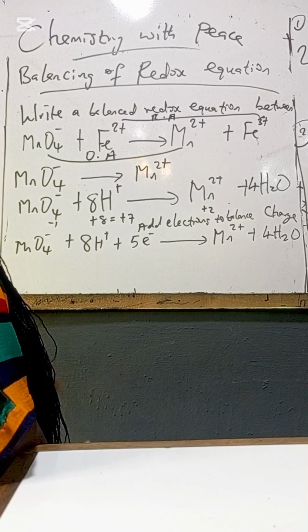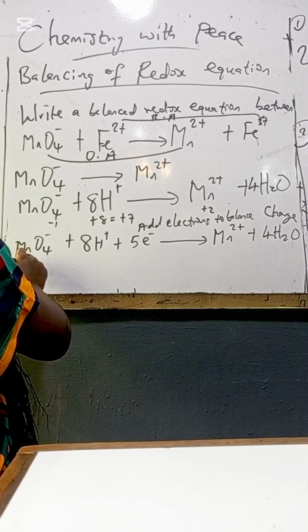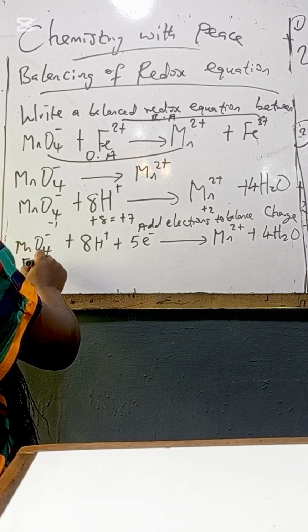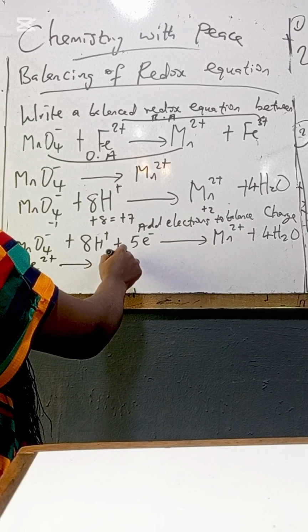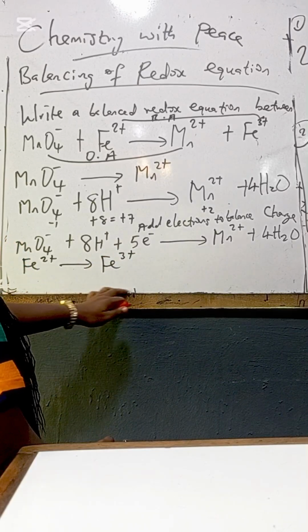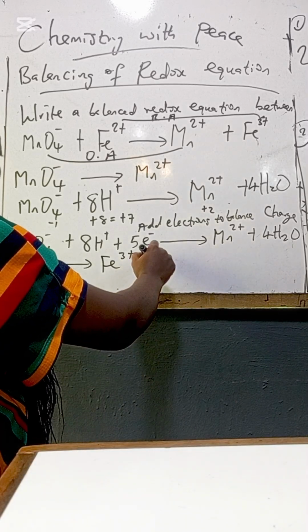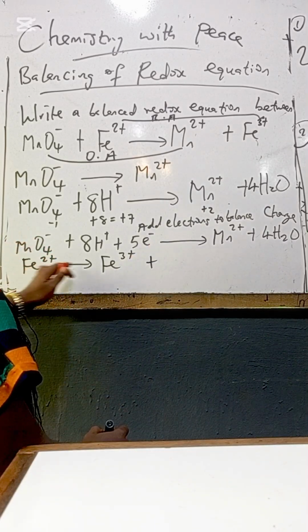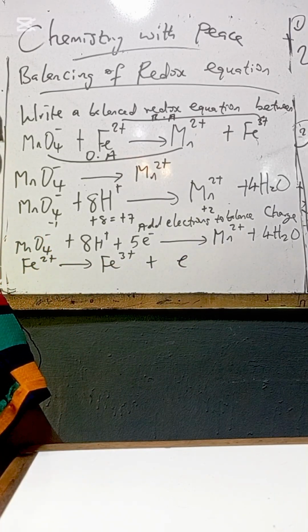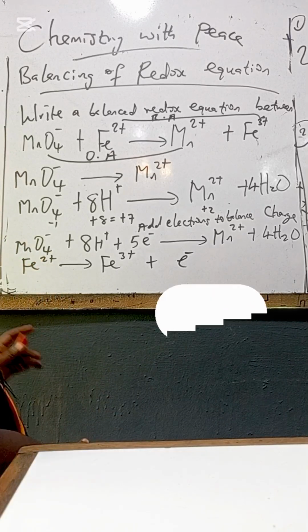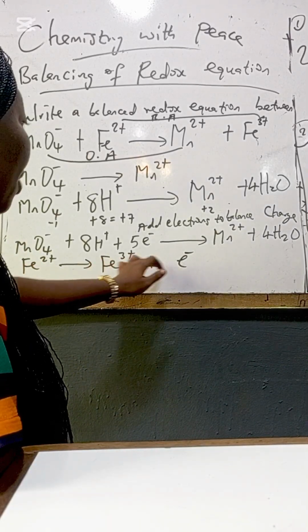Now we are going into the other half equation. For this, we have iron 2 ion to give us iron 3 ion. Looking at this, the charges are not balanced. So we are going to balance that charge by adding what? Here is 2, while this one we have 3. So we have to add electrons here. 1 electron. Then at this point, we have iron 2 ion giving iron 3 ion and 1 electron.